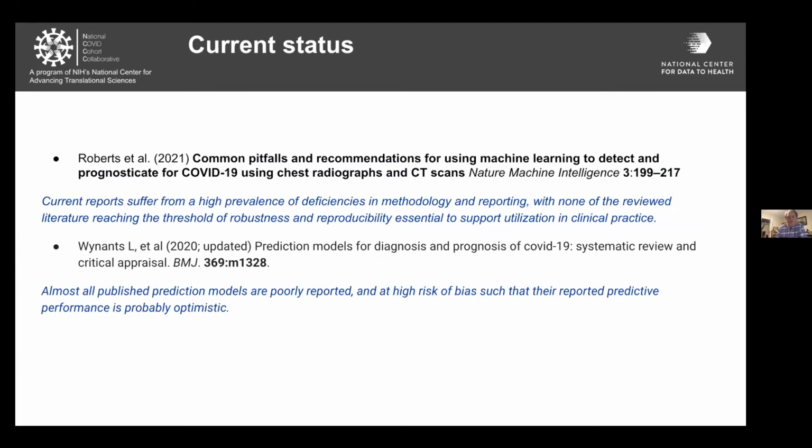This was about other kinds of models that were being used to predict whether somebody would have a positive test, or how well a patient would fare given that they are presenting with suspected or confirmed COVID. And they said almost the same thing: almost all published prediction models are poorly reported and at a high risk of bias, such that the reported predictive performance is probably optimistic.